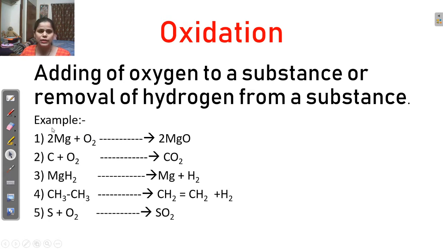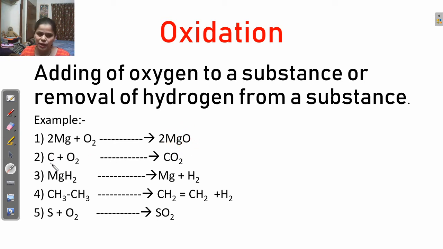Okay, let's see the examples. Here magnesium reacts with oxygen and forms MgO, magnesium oxide. In our definition, adding of oxygen is oxidation. So you can see here the adding of oxygen to magnesium. This is the oxidation process, and we can say magnesium is oxidized. Understand?